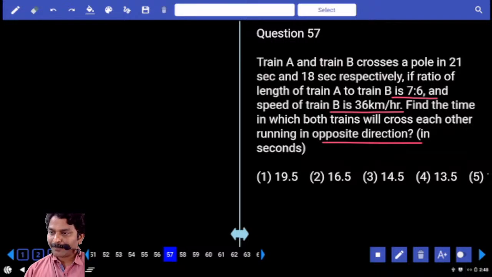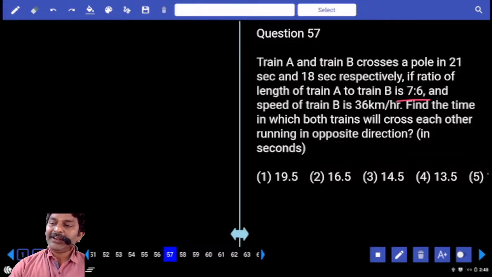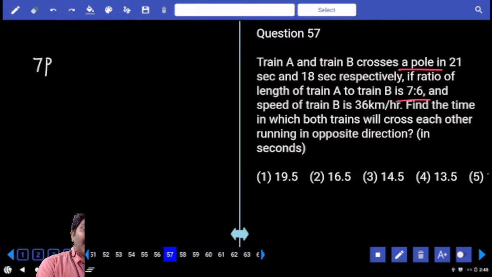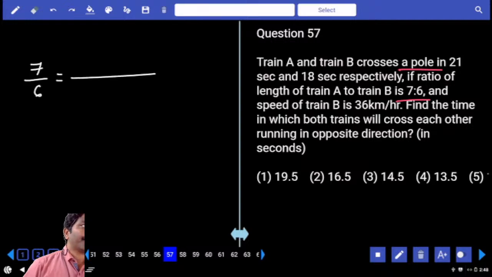Now let's see. If a train crosses a pole, distance covered is train length only, 7 parts and then 6 parts. P gets cancelled. You don't have to write it. 7/6. This is distance. First train takes 21 seconds with its own speed, in km/h.